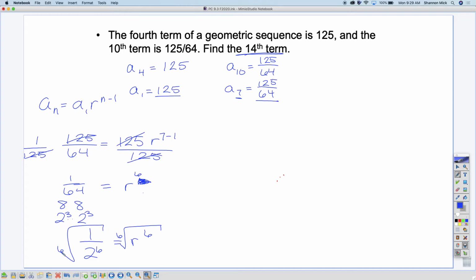The 8th root. Why did we put 7 in for n if we're trying to find the 14th term? We're finding the equation right now. We don't know what r is. So why do we put in 7? Was that just a random number? No, right here. We moved a sub 4 to a sub 1, and so that would make a sub 10 a sub 7.